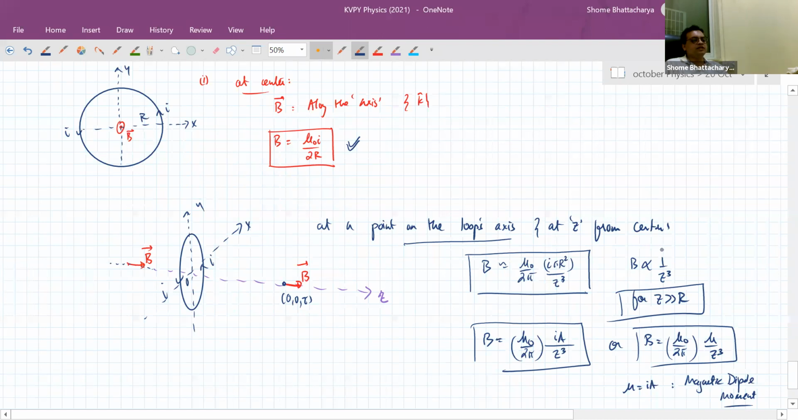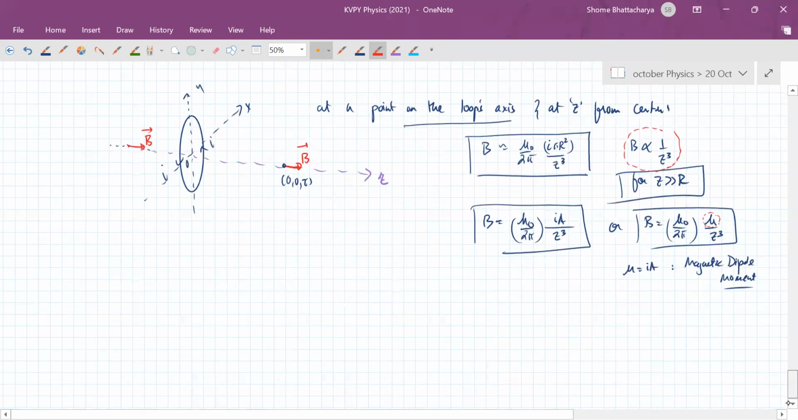What is important is to understand the relationship that magnetic field is inversely proportional to z cube for the situation where z is large compared to the radius. And also the magnetic field is directly proportional to the magnetic dipole moment, where dipole moment mu is nothing but current into area, so I into pi r square. So they are like two properties of the system.